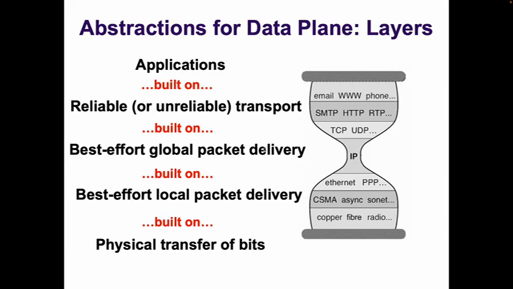When you're building a transport protocol, you build it on best effort global delivery. I don't know that packets are going to arrive, but I know if I stick it in, the network will try and deliver them to the other end. I don't have to worry about how they do that. Then if I'm trying to build IP, this global best effort packet delivery, I build it on these L2 networks. I stick a packet in and the L2 network will try and take it to the next hop router or to the destination. And then all of these are built on this low level, just physical transfer of bits.